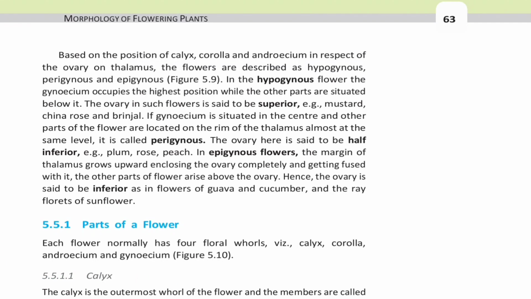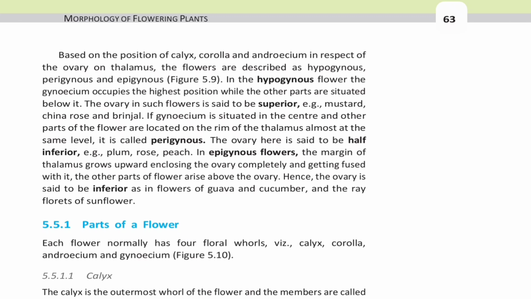Based on the position of calyx, corolla and androecium in respect of the ovary on thalamus, the flowers are described as hypogynous, perigynous and epigynous. In the hypogynous flowers, the gynoecium occupies the highest position while the other parts are situated below it. The ovary in such flowers is said to be superior. Examples: mustard, China rose and brinjal.